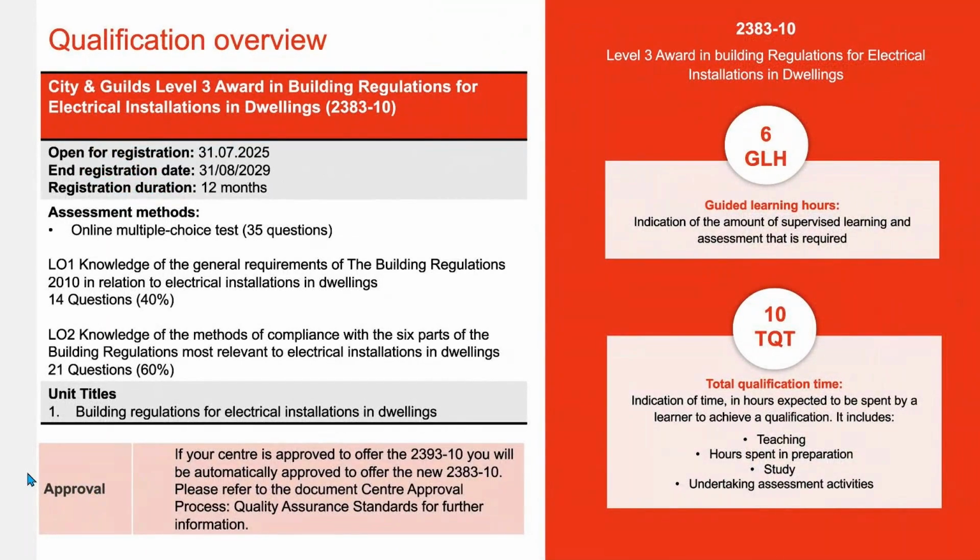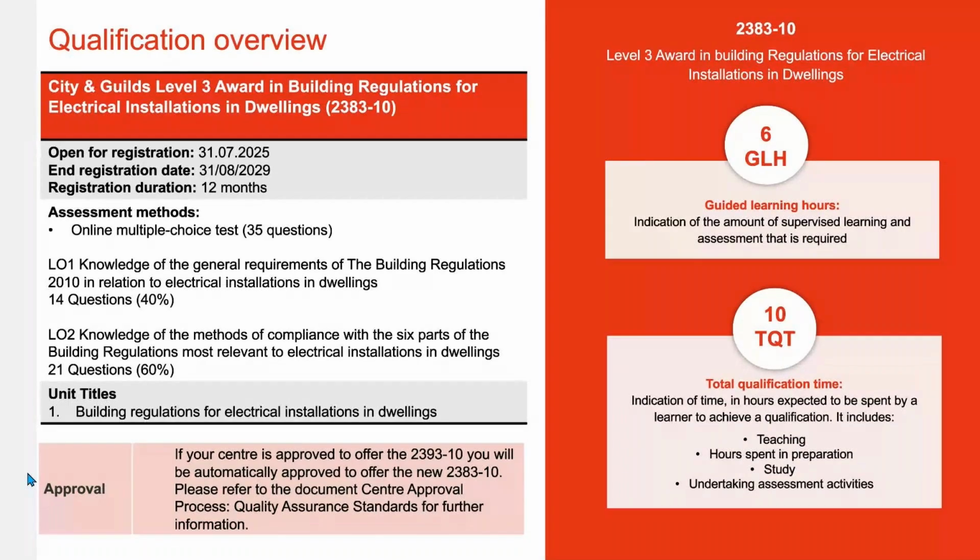So again, City and Guilds awarding Building Regulations for Electrical Installations in Dwellings, 2383. It opens for registration at the end of this month. Registration will run for 4 years. The registration duration is 12 months, so learners registering onto this have got to complete it within 12 months. But as you can see there, it's a really short qualification. It's only a 6-hour recommended guided learning hours with a 10-hour total qualification time.